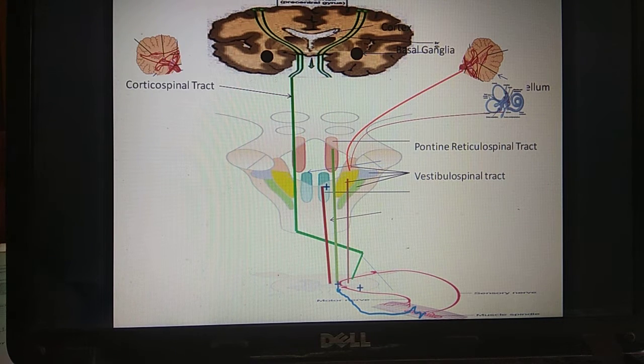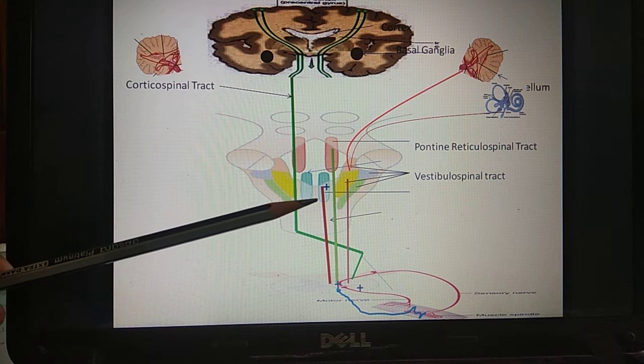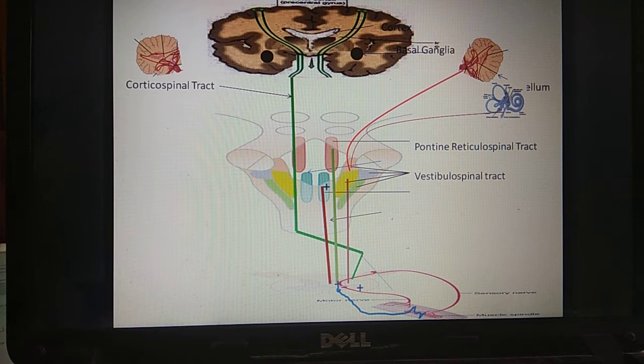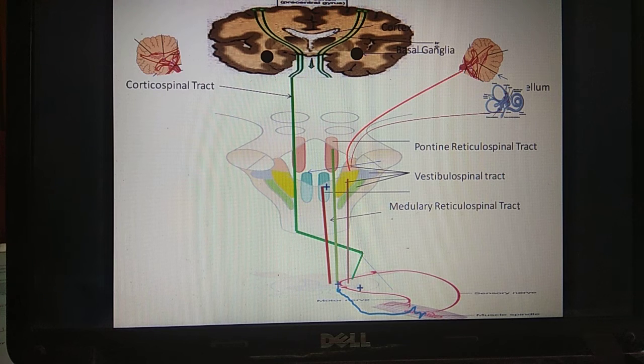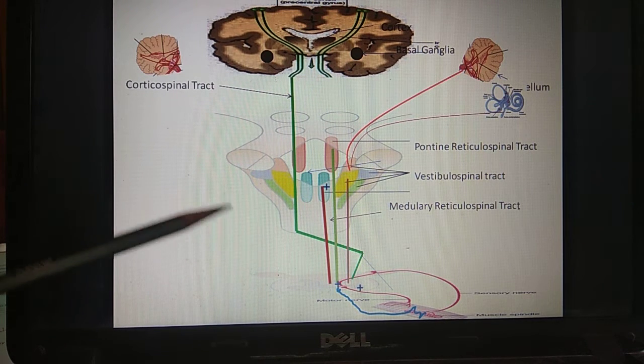Now this tract which is arising from the pontine reticular formation is called the pontine reticulospinal tract, and this tract which is arising from the medullary segment of the reticulum is called the medullary reticulospinal tract. If we just recall, the pontine is having a stimulation coming from the spinothalamic tract. It is excitatory in nature, and the medullary is inhibitory in nature.